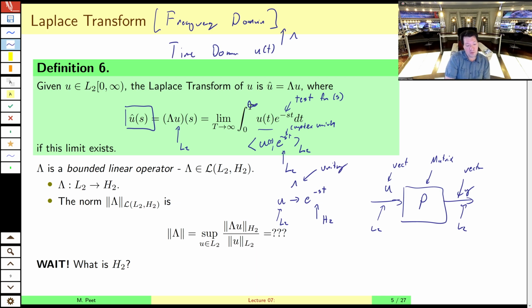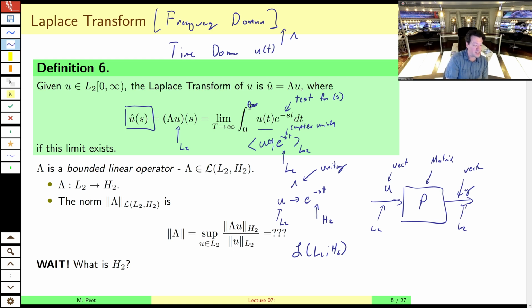And that means, of course, basically that it's invertible if it's unitary. It preserves the norms and all of these nice functions. So we're getting a little bit ahead of ourselves, but if we're thinking about the Laplace transform as a system itself, which maps a vector to a vector in different spaces, a linear operator from L2 to H2, we can think about it in that sense.